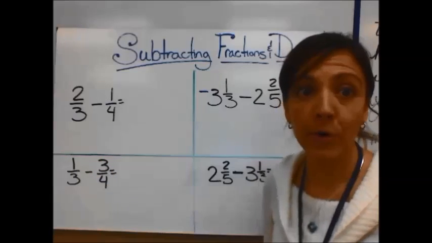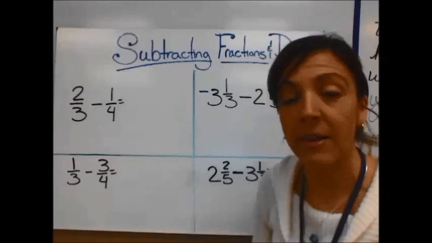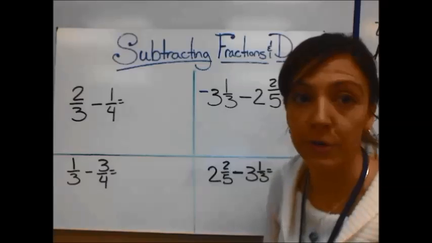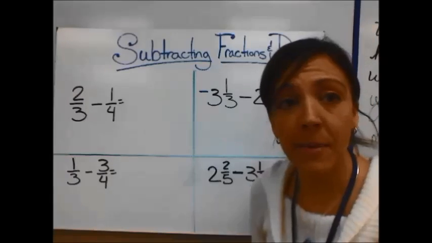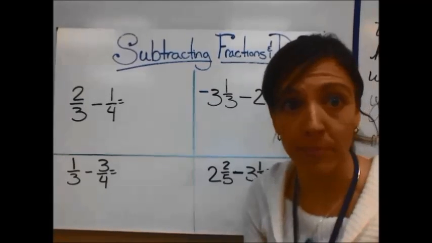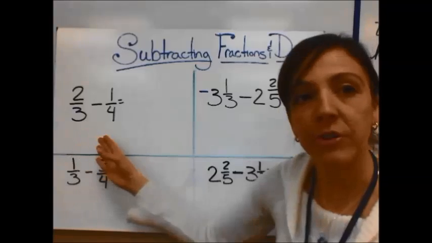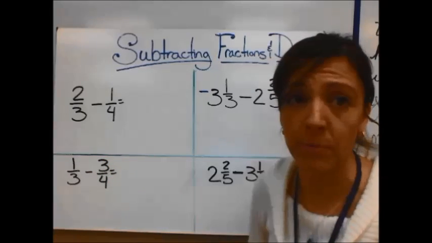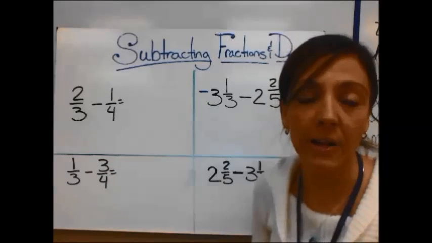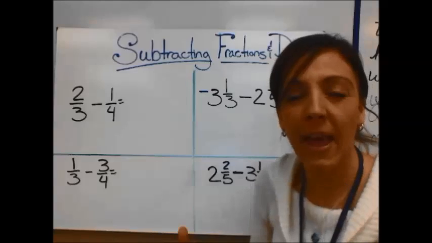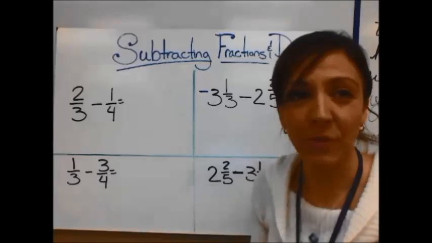If I go back to my foldable, which has all the rules in it, I'll see that I have to get like denominators first, because like denominators means that I'm adding equal measurements. Right now, I have thirds and fourths, and those are unequal measurements. I can't add unequal things together. It would be like adding miles and ounces.